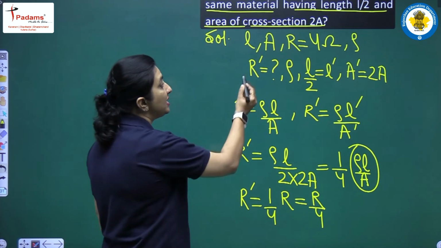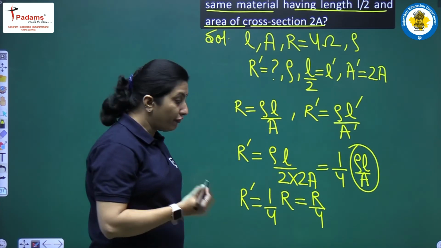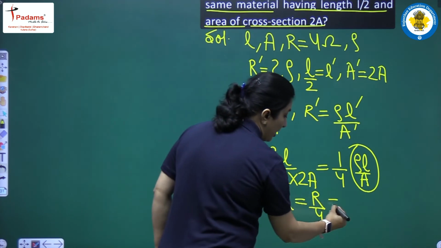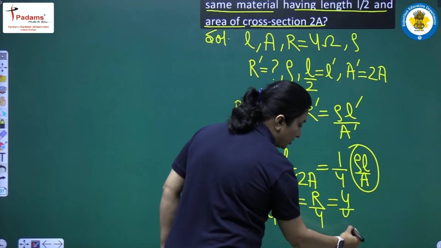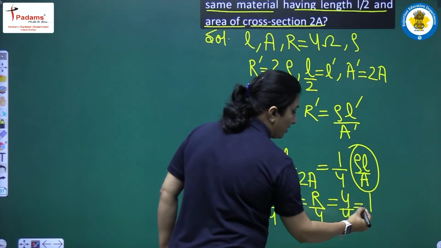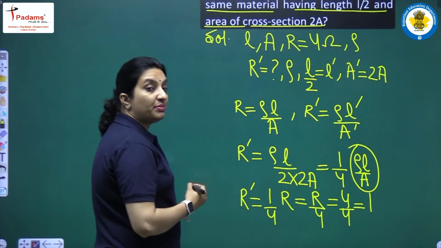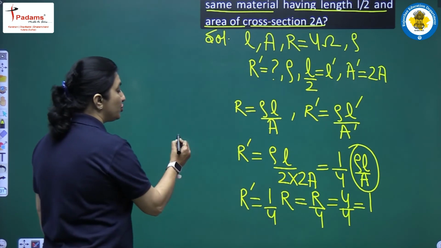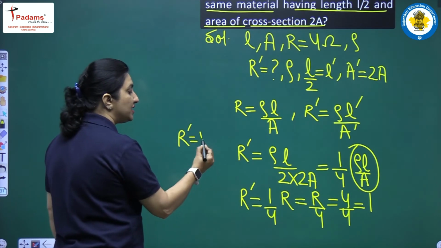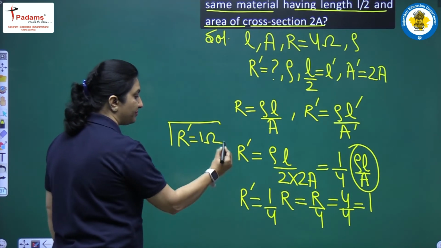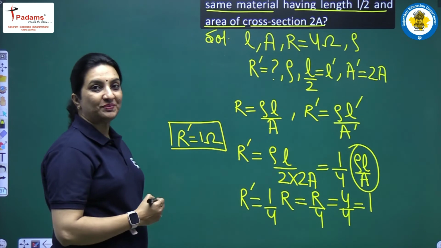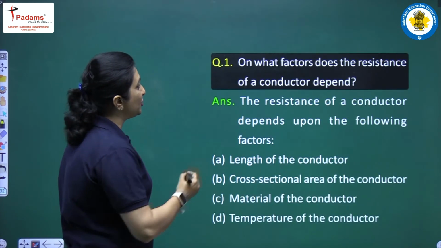So now students, initially the resistance was 4 ohms. So substituting the value, R was 4. So this becomes 1. So the new resistance here becomes 1 ohm. So students, the new resistance is 1. Right students? Now let's see the next question.